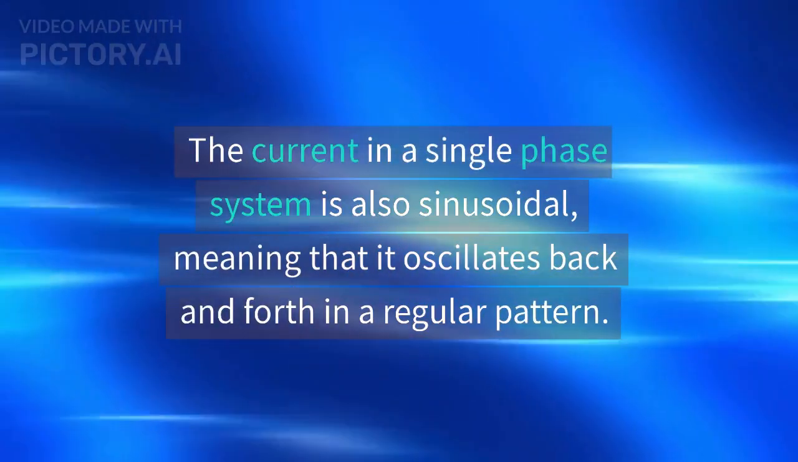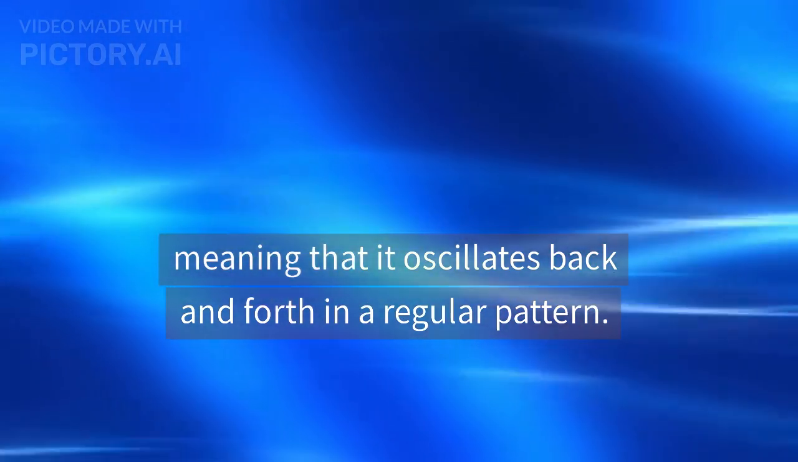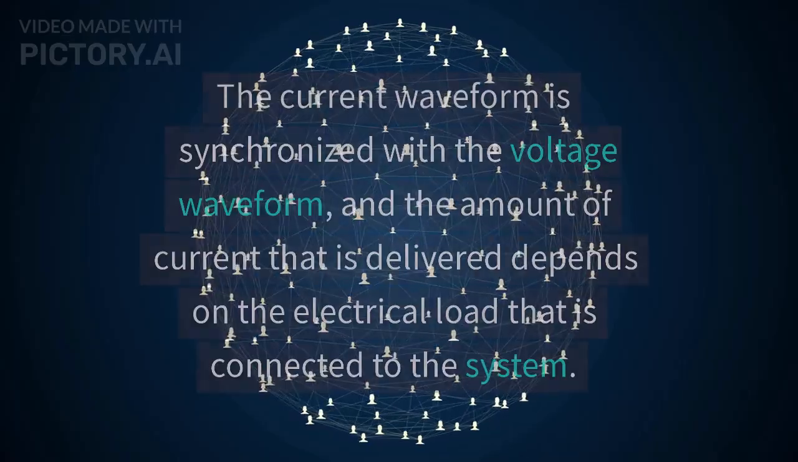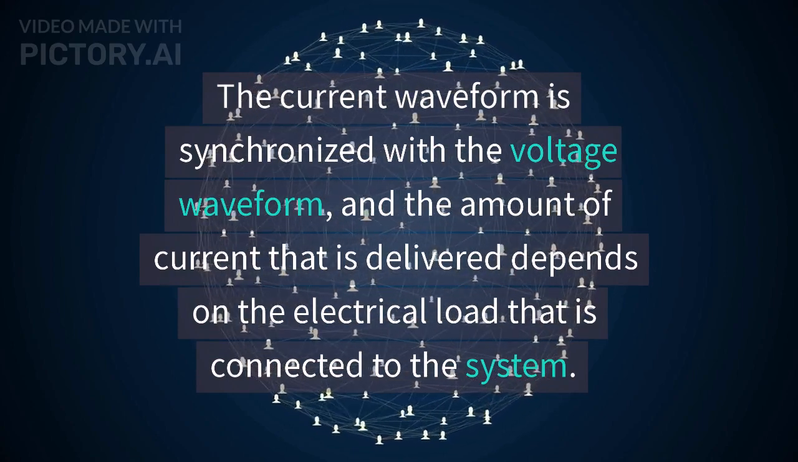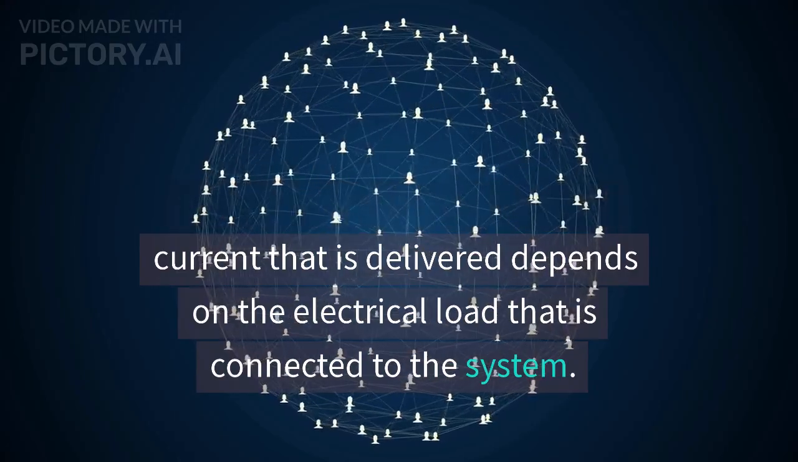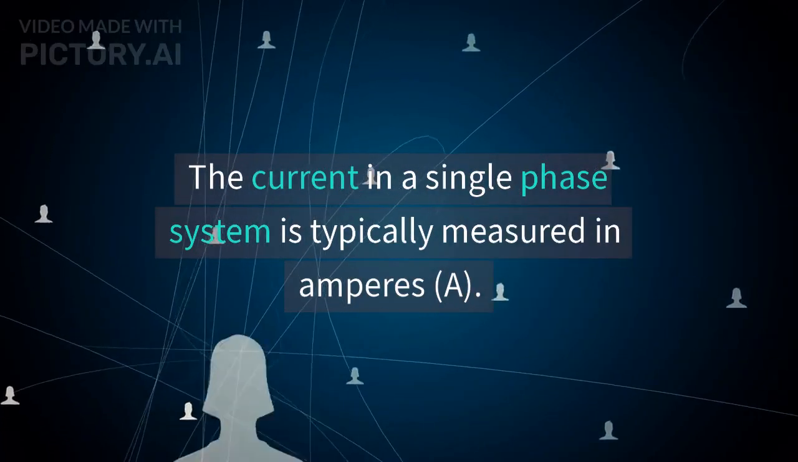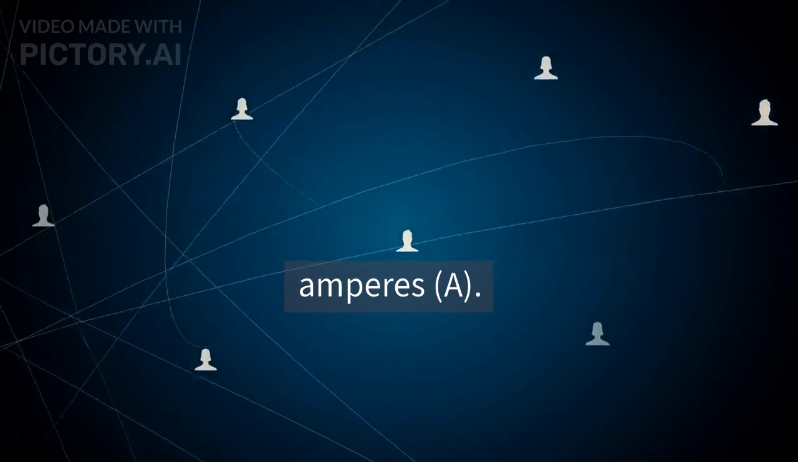The current in a single-phase system is also sinusoidal, meaning that it oscillates back and forth in a regular pattern. The current waveform is synchronized with the voltage waveform, and the amount of current that is delivered depends on the electrical load that is connected to the system. The current in a single-phase system is typically measured in amperes, A.